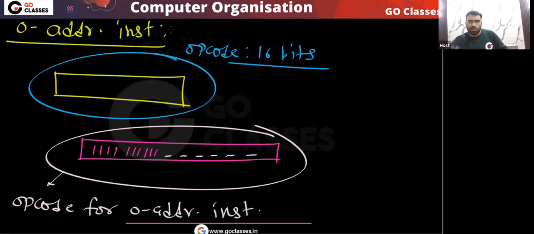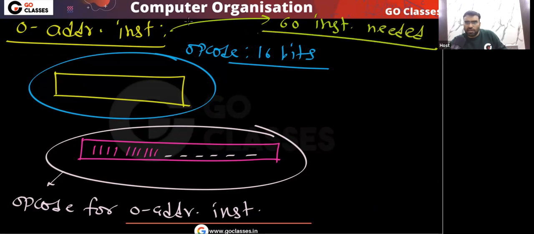So tell me, how many zero address instructions do you want? You want a total of 60, yes or no? Total 60 instructions are needed. But how many can we create?